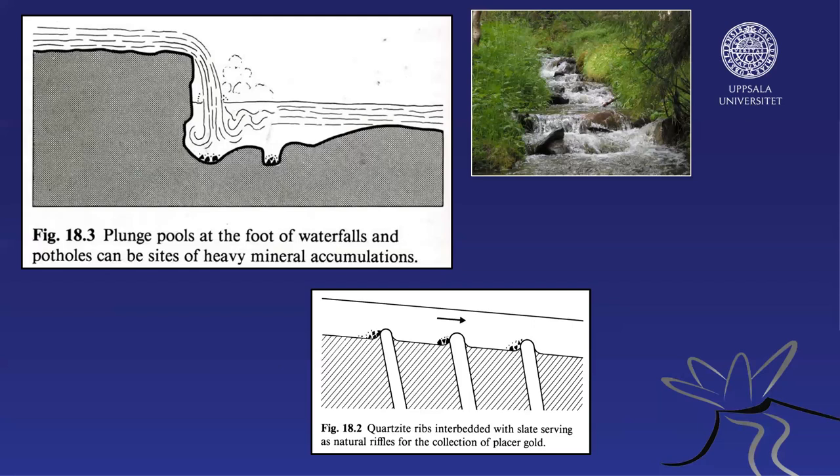You have this kind of feature as well. Basically, they are riffles, and the particles that are carried at the bottom of the stream, so the dense particles, that means gold or platinum, are basically trapped by the riffles. And then we can expect to find high concentrations of interesting elements and minerals.